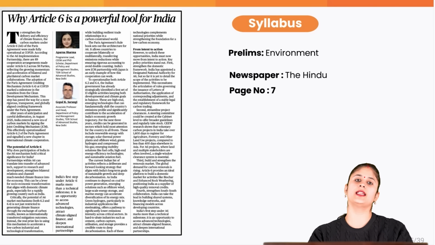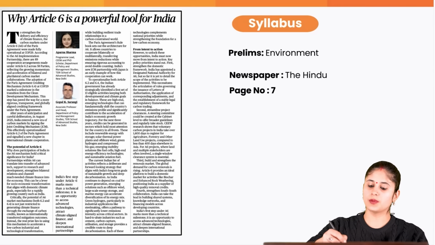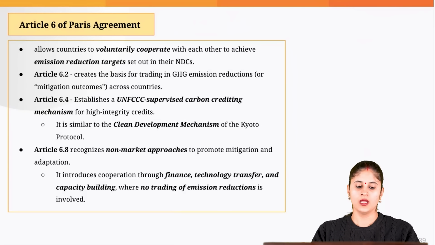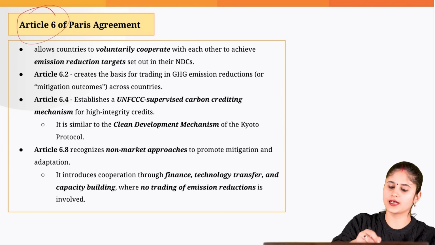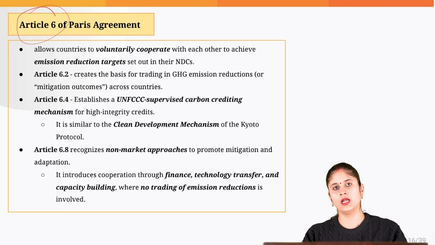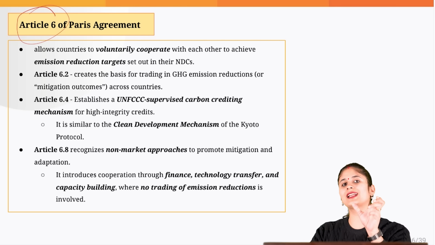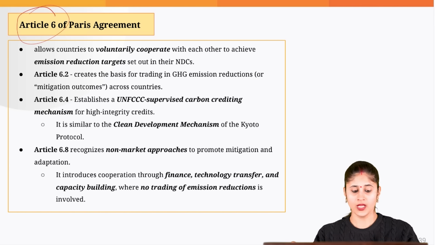Now, recently, an article has appeared in The Hindu which talks about the relevance of Article 6 of the Paris Agreement in terms of India. This topic you can associate with the prelims syllabus, especially the environment portion. Before we look into what the article has to say, let's understand what Article 6 of the Paris Agreement is all about. It is basically giving force to climate finance. We are allowing the trading of carbon credits.